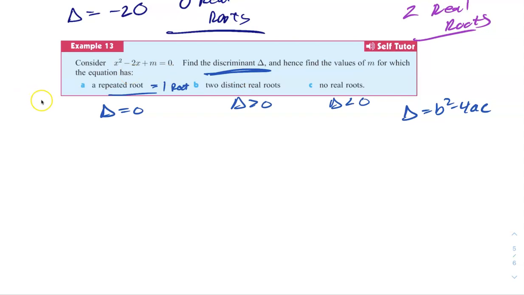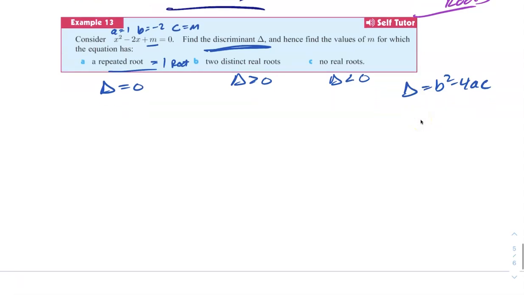So all we gotta do is set up that equation. The first one here, I want the discriminant to be equal to 0. Remember, my a is the coefficient of the x squared, my b is the coefficient of the linear term, and my c is the constant term, which in this case is m. So we're just going to plug it in. I get negative 2 squared minus 4 times 1 times m. And since this one says a repeated root or double root, which just means you have 1 root because it's the same root twice, you set it equal to 0.